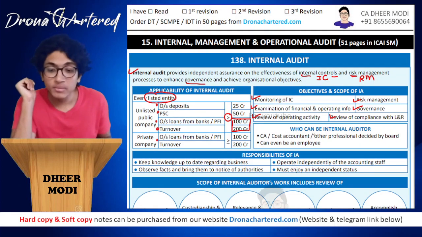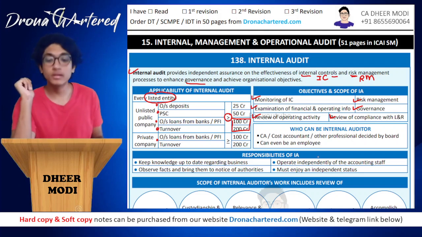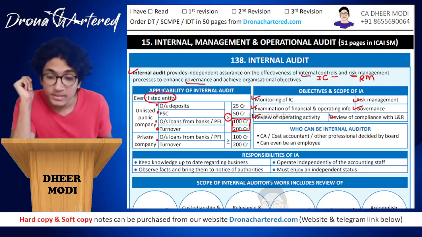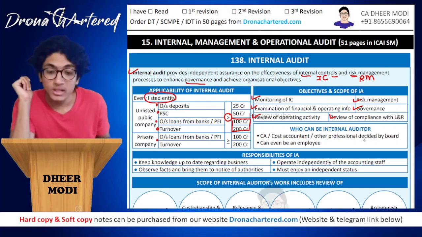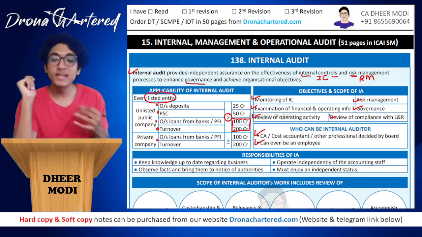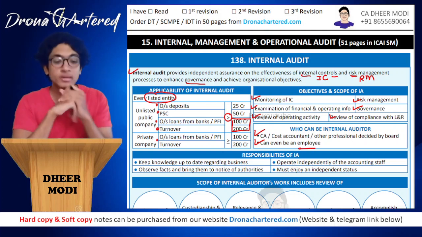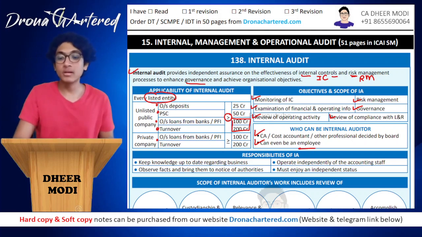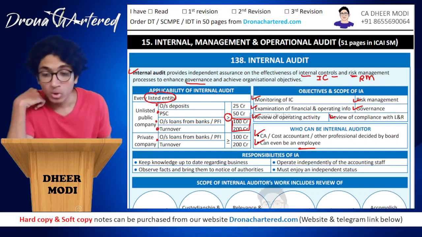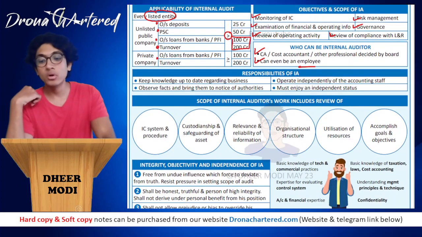Next is who can be the internal auditor. Any CA, cost accountant, or other professional decided by the board, or your internal auditor can even be an employee. That means even people within your organization can act as an internal auditor. Now, what are the responsibilities of an internal auditor?